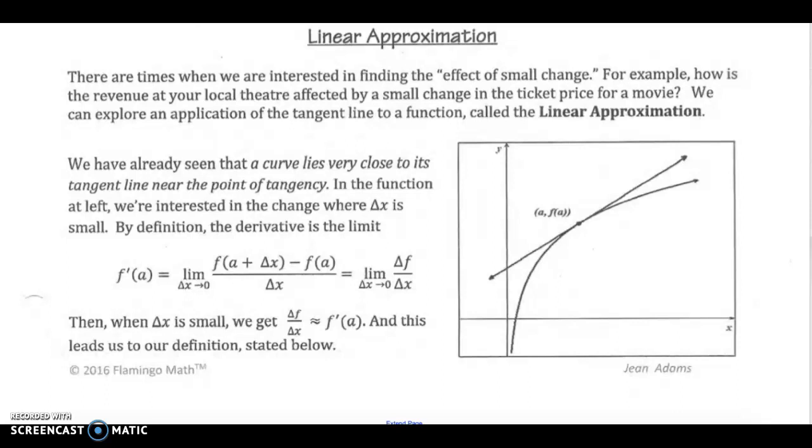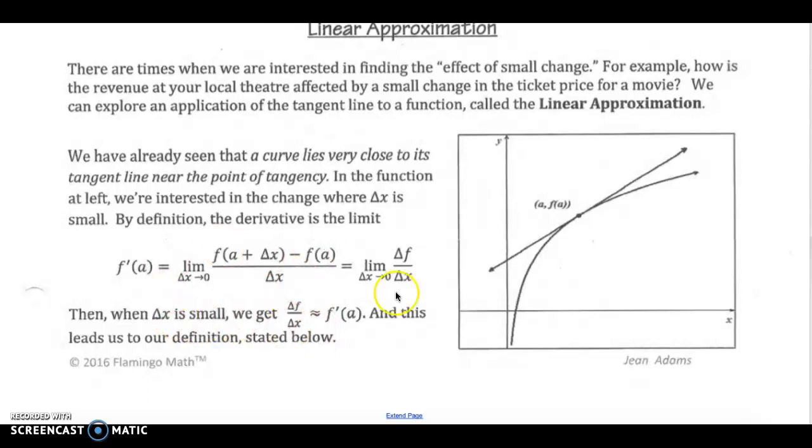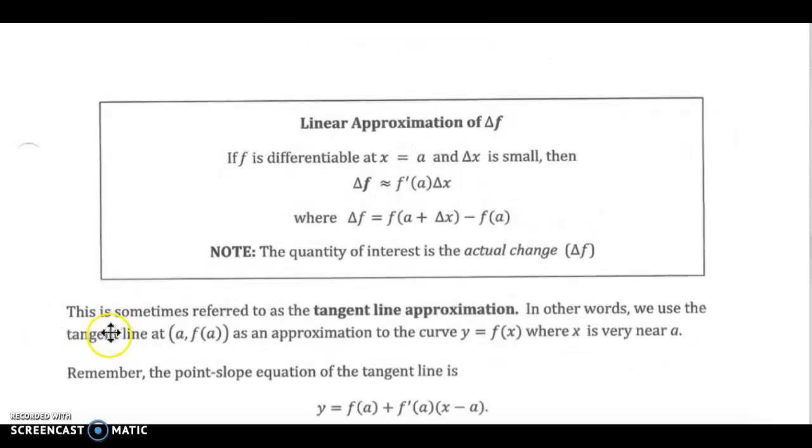And it says we've already seen that a curve lies very close to its tangent line near the point of tangency. So we know that that's super close right there. In the function at the left, we're interested in the change where delta x is small. By definition, the derivative is the limit. So you can read this, but really the most formal definition and the easiest one to understand is on the next page. Okay, up at the top, linear approximation of delta f.